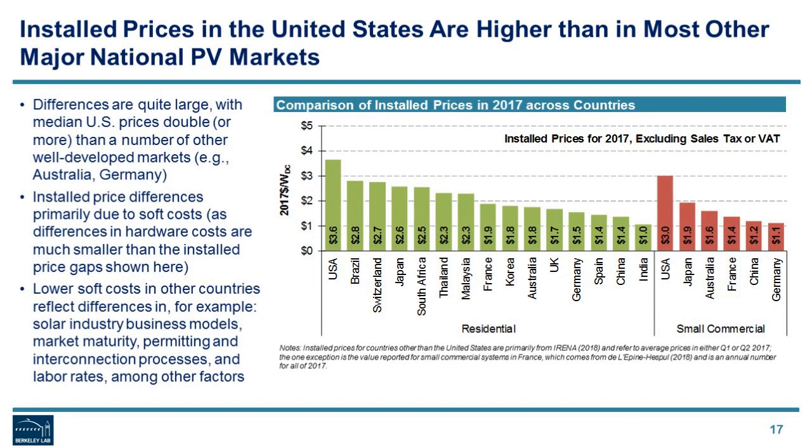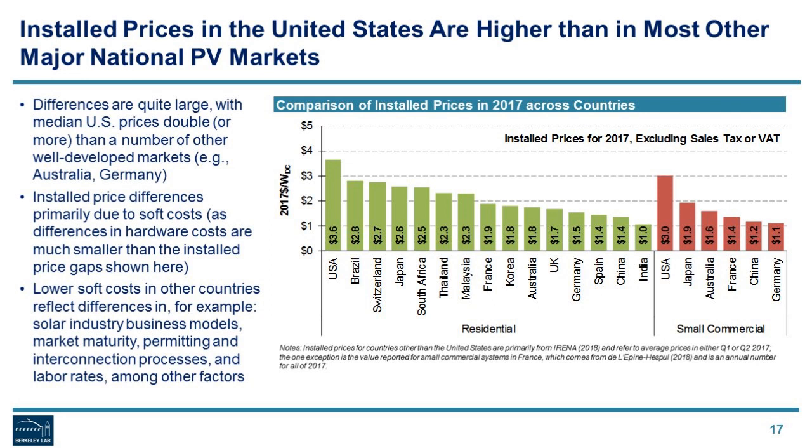We can also compare our national median prices in the U.S. to system pricing in other countries. And that comparison, as we've shown here, really drives the point home that prices in the U.S. are really quite high relative to other countries. So looking, for example, just at the residential systems in green, you've got some other major national markets like Germany and Australia, where prices are basically half of what they are in the U.S.